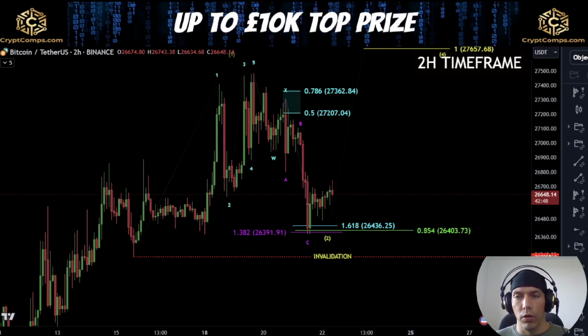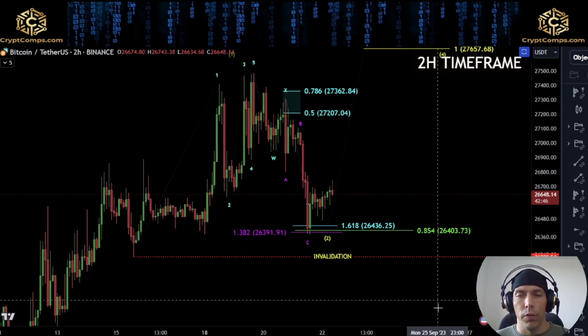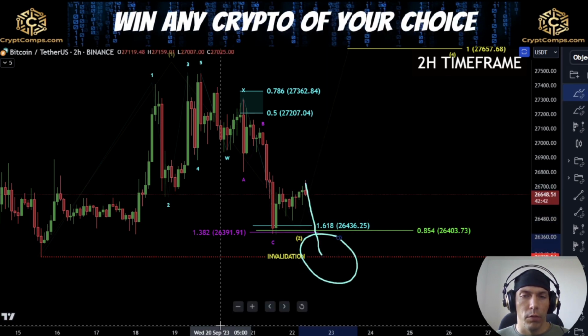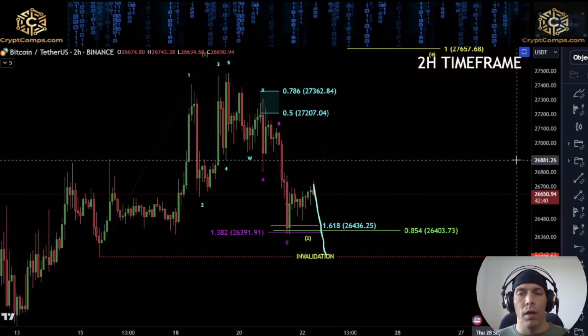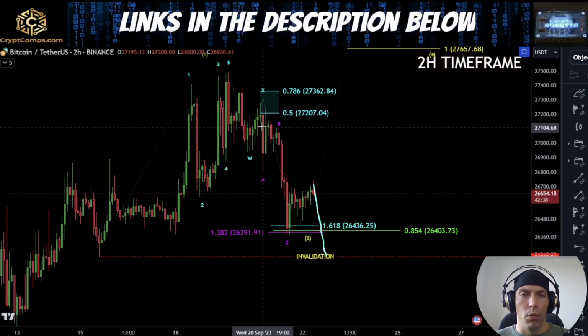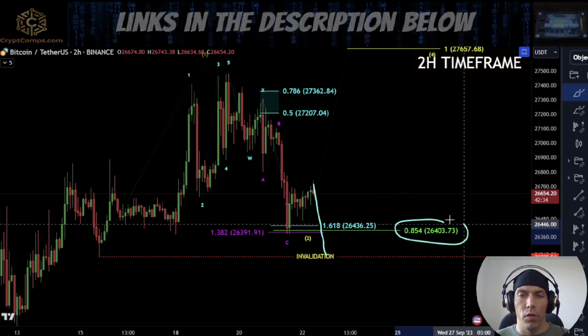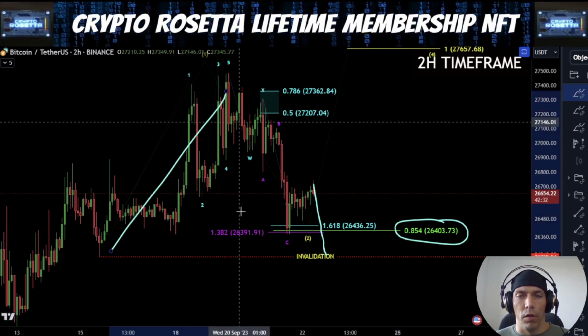Invalidation of this bullish count comes by crossing 26,225. If we do get this additional fifth wave down, this will look to invalidate this idea. But as long as we actually hold this low here, what we can see is there's a couple of levels that we've hit. So we've come down into the 0.854 of this as a wave 1.